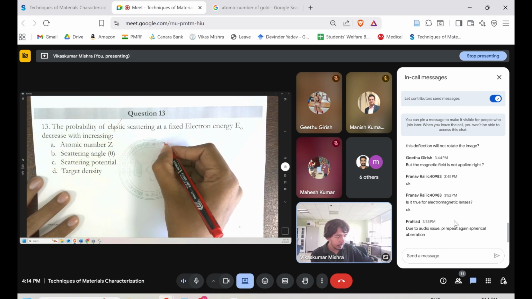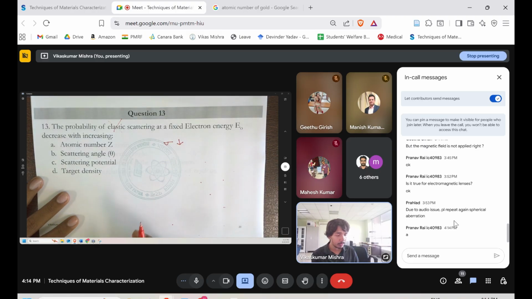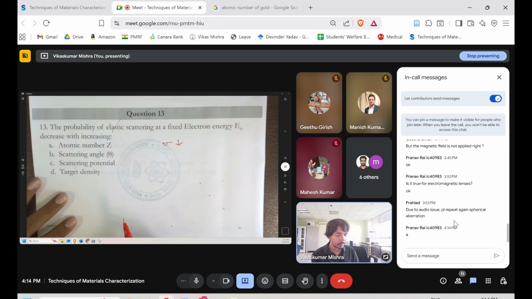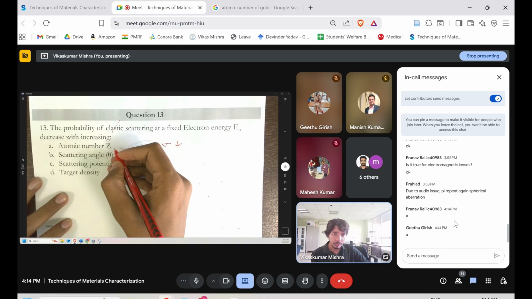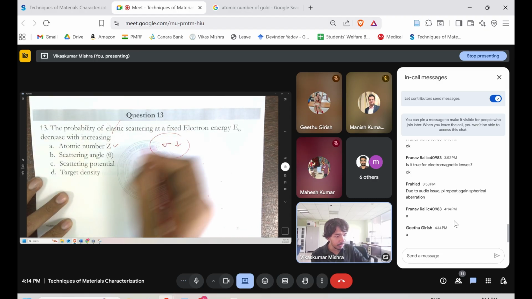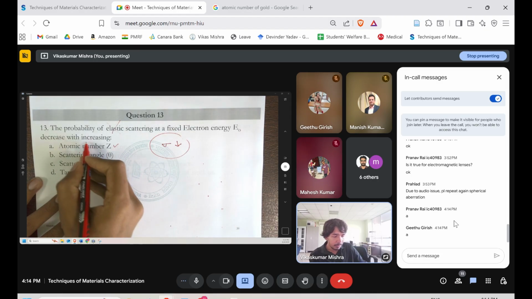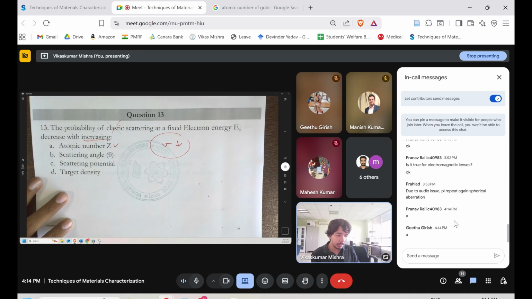So they are asking under what condition sigma will decrease. Some of you said the atomic number. We want sigma to decrease with increasing something. Okay, since you told option A, let's talk about option A. Let's say Z is increasing.